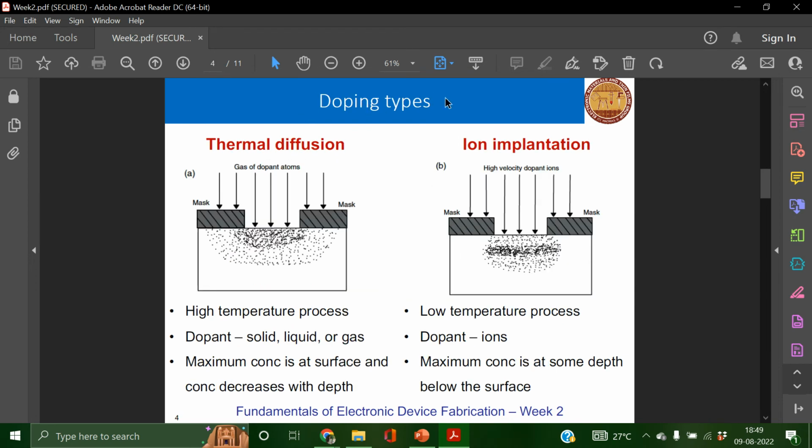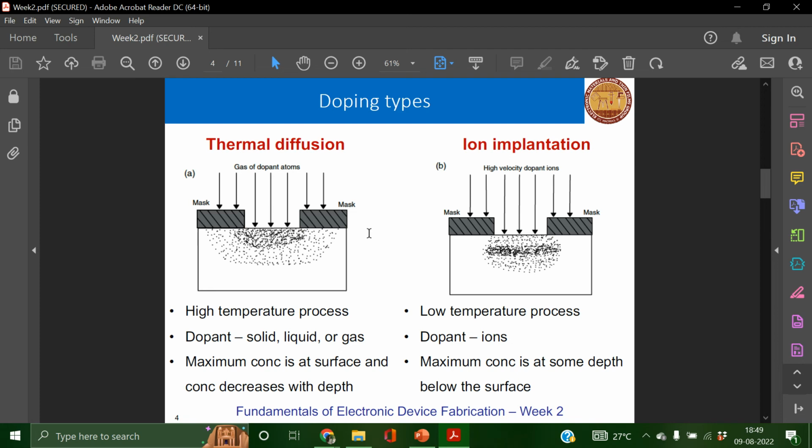And then we went on to doping types. Doping will be of two types, thermal diffusion and ion implantation. And this forms the second lecture of week 2. Thermal diffusion is a high temperature process. Ion implantation is a low temperature process. Here we can say concentration is maximum at the surface. And in ion implantation, concentration is maximum at a particular distance known as the range.